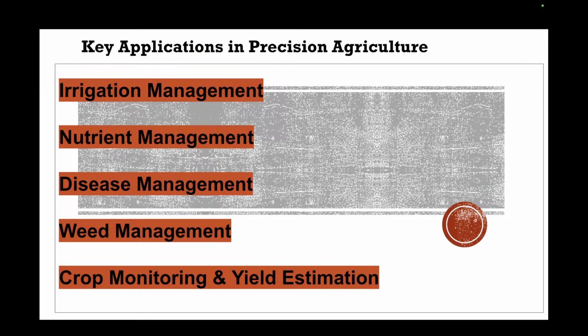So basically, the key applications of remote sensing in precision agriculture are, first, irrigation management. It's very important how we can easily manage the irrigation. Then nutrient management, then disease management, then also weed management, and also crop monitoring and yield estimation. So these five types of application are the key applications in precision agriculture.